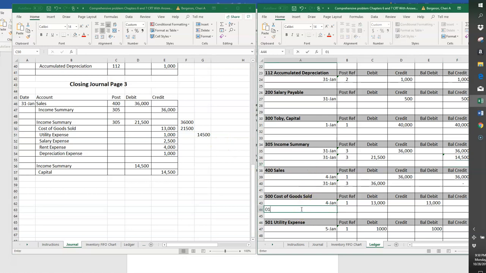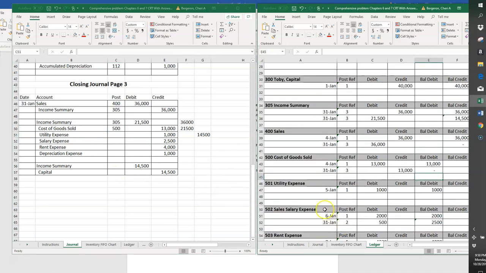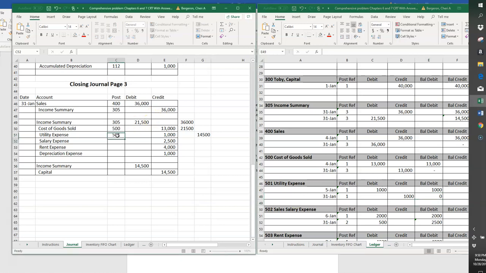Cost of goods sold came from page 3 and I credited it for $13,000. It had a debit balance, I just credited it, so now it's got $0. That went to account number 500. For utility expense, I credited it for $1,000. So now it has a balance of zero. That went to account number 501.